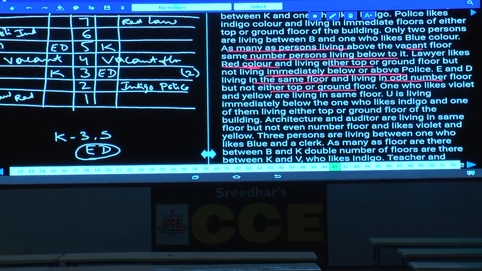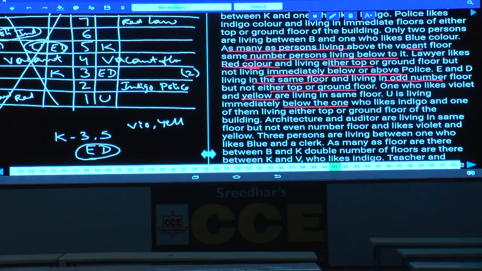And the ones who like violet and yellow are living in the same floor. As violet and yellow are living in the same floor, isn't it? Then violet and yellow are living in the same floor. U is living immediately below the one who likes indigo. As U is immediately below the one who likes indigo, now the second case is ruled out. Why? Because indigo is this person, police. Now U is immediately below this one. That means on the 5th floor they are having 3 persons, which is completely ruled out. This case is ruled out.